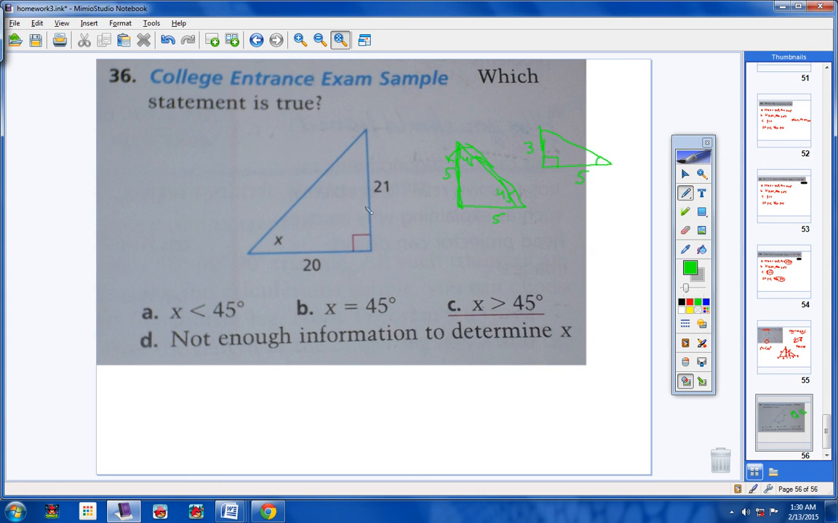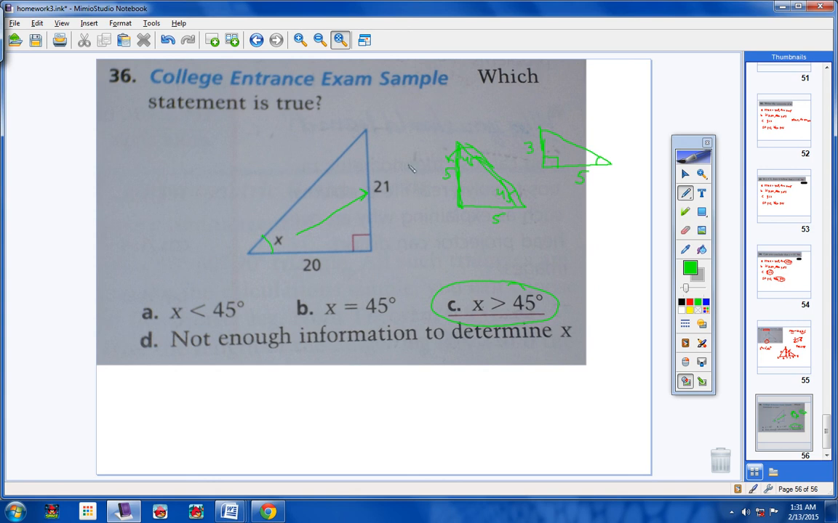So now look up here, guys. Your angle x is across from the bigger side. So yes, it has to be greater than 45, okay? So in a right triangle, when your two legs are different lengths, the angle across from the longer leg will be greater than 45, and the angle across from the smaller side will be less than 45.